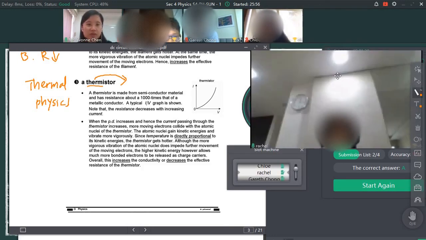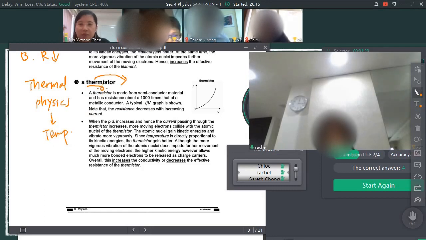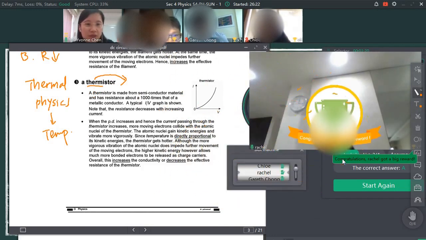Okay, Rachel, please. Rachel, you can just try to guess. For thermophysics, we talk about what? Temperature, or height, or distance? Temperature. Temperature, very good. Thank you, Rachel. Okay, you get a trophy.